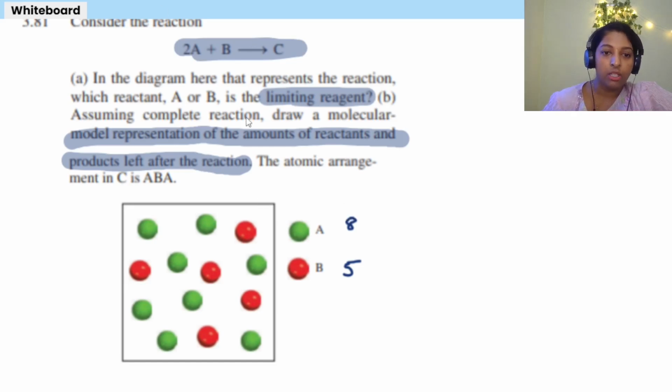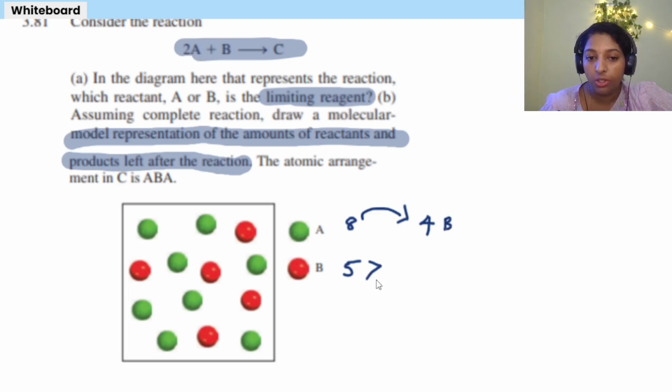So the criteria is, which one is less than the required amount. So let's see. Here also 8 A's are there. See the ratio: 2A requires 1 B. So 8 A's require only 4 B balls. See the ratio, 2 requires 1. But see, the B we have is greater than the required amount. So B is the excess reagent. B is the excess reagent. Okay, so that's the meaning.